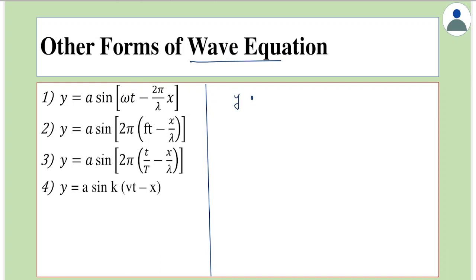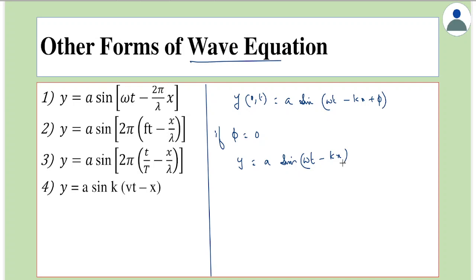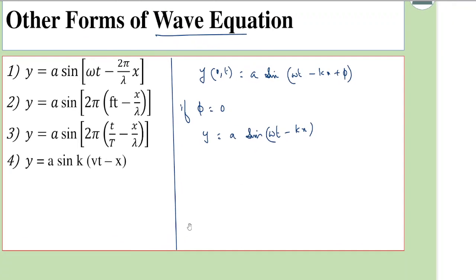It says y, which is a function of x and t, is equal to a into sine of omega t minus k into x plus phi. To make it simpler, let's take phi, which is called the initial phase, as 0. Then y is equal to a into sine of omega t minus k into x. Here it is implied that y is a function of x and t. It's not written next to y separately, but it is understood.